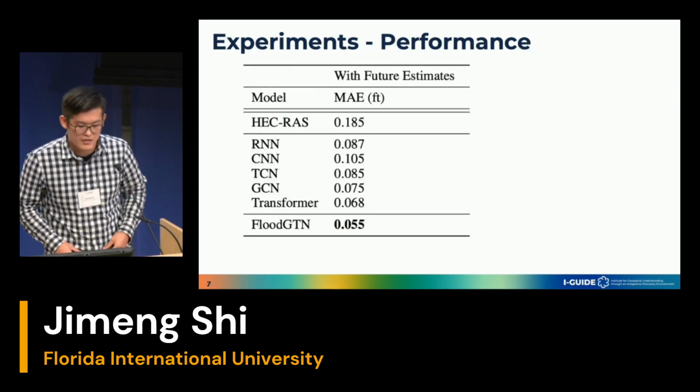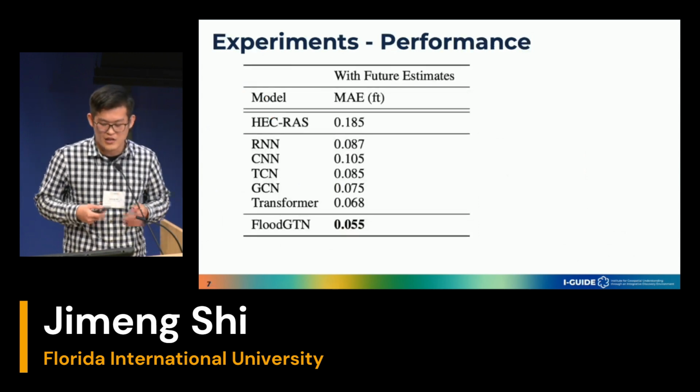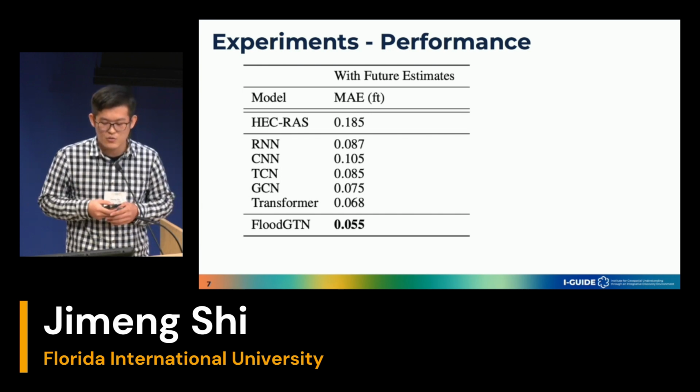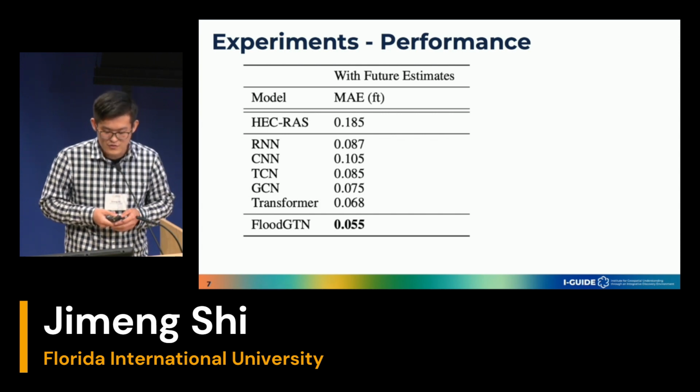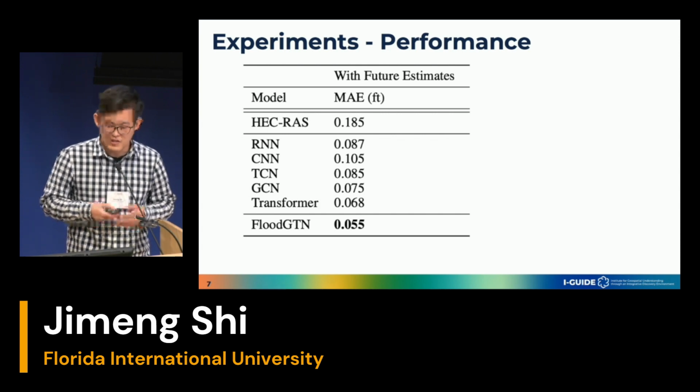Here, this table shows the prediction errors of all of the models with the future information. The last row is our model, the flood prediction graph transformer network. You can tell the error is much smaller than the others, which means our model is more accurate.